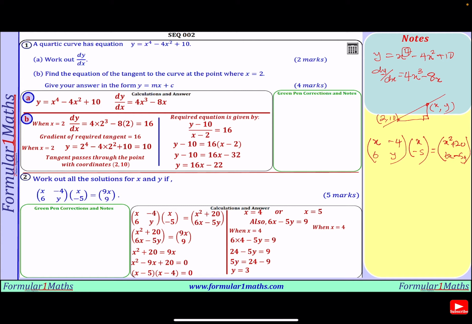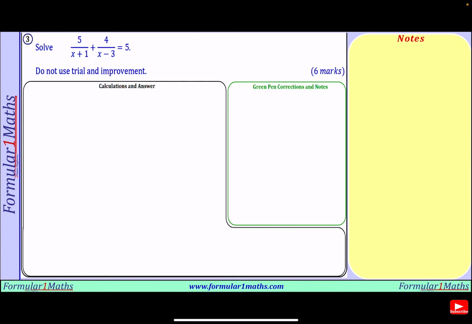Should be x equals 5 here. So when we do that, we're going to get 6 times 5 minus 5y is equal to 9. That's 30 minus 5y equals 9. And then we have 5y is equal to 30 minus 9. And then we have y is equal to 21 over 5. So these are the possible values of x and y.